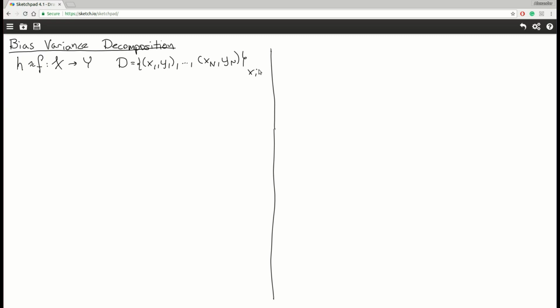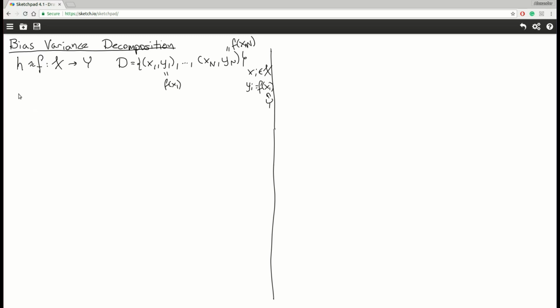Here each xi is in our input data space X, and each yi is equal to f of xi, which is in Y. So yi would be f of x1, and yN would be f of xN. You can think of this data sample as a lot of sample points in the input data space and the value of f on these points. So we have a lot of examples where we know how f behaves, and we want to use all these examples to approximate f.